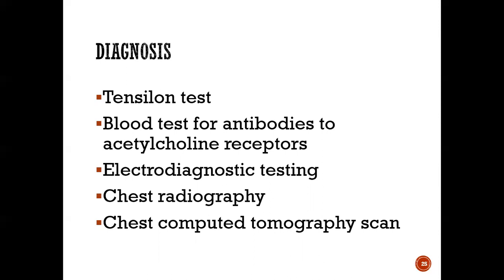Okay. Blood tests for antibodies to acetylcholine receptors. This is going to show us if we do have some breakdown at those acetylcholine receptors, and our body has produced that autoimmune response to those acetylcholine receptors. Electrodiagnostic testing to test the actual strength of the muscles and response of the muscles to electrical stimulation. Chest radiography and chest CT.